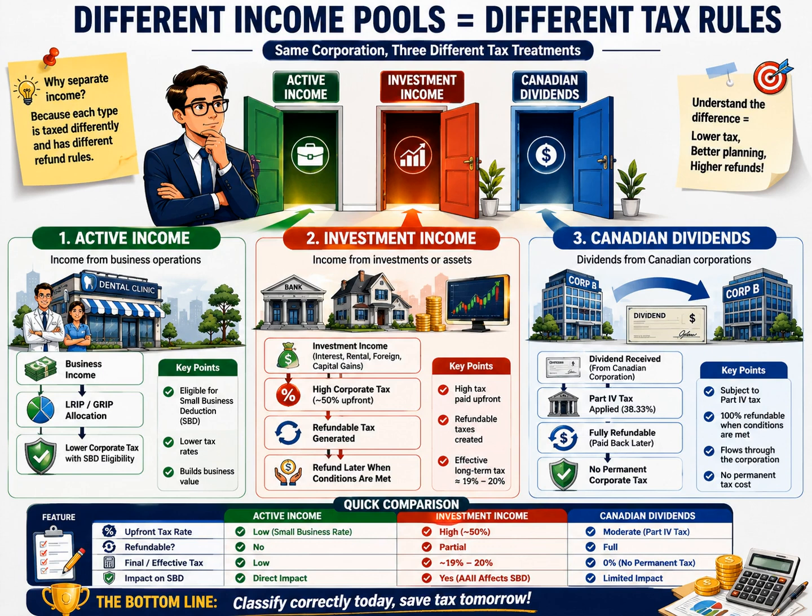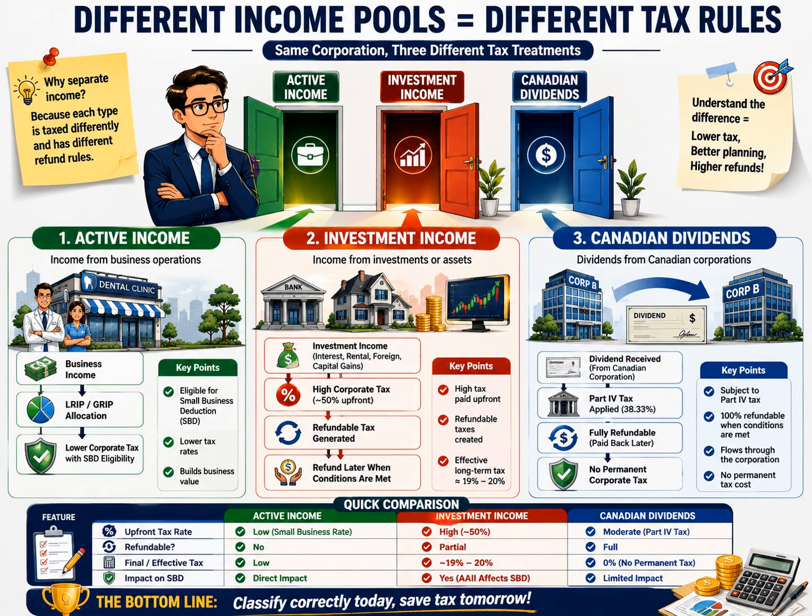Next, let's look at investment income in the center. This includes interest income, rental income, foreign income, and taxable capital gains. Unlike active business income, investment income is subject to a much higher corporate tax rate, often around 50% upfront. However, this high tax is not entirely permanent.